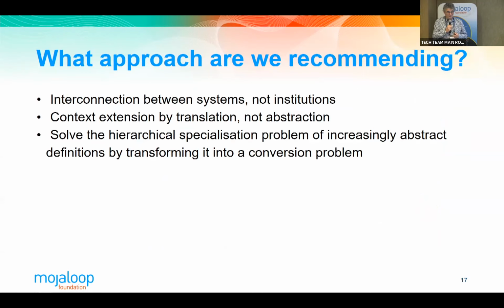So what approach are we recommending? We want to think about the interconnection between systems and not between institutions. We want to extend by translation and not by abstraction. As we've said already, gradually, as definitions move up the generality chain, they become more abstract. We want to propose an answer that says, actually, we want systems to remain at the same level they're at now and to intercommunicate via translation. So we can solve the hierarchical specialization problem of abstract systems by making it into a conversion problem. That's the route we're going down at the moment.